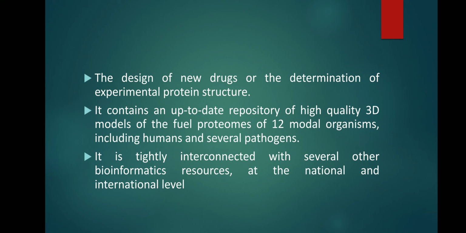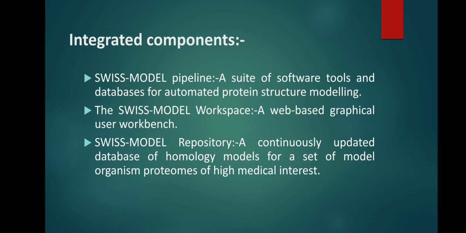It contains an up-to-date repository of high-quality 3D models of the full proteomes of 12 model organisms, including humans and several pathogens. It is tightly interconnected with several other bioinformatics resources at the national and international level. The components of Swiss model are: the Swiss model contains three components: pipeline, workspace, and repository.